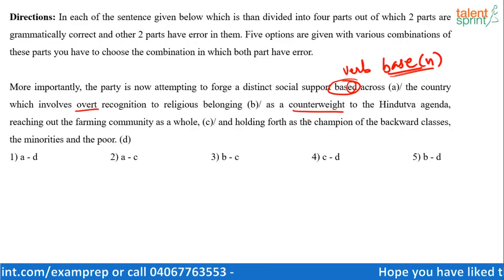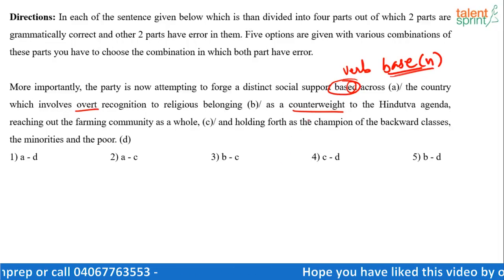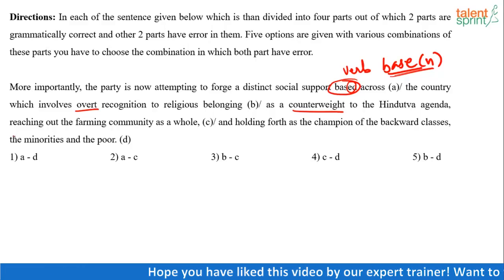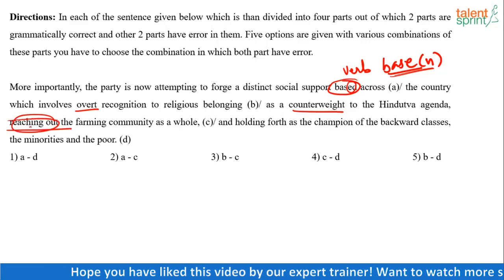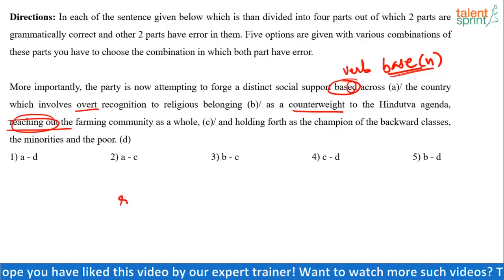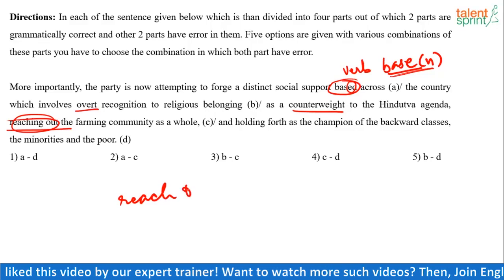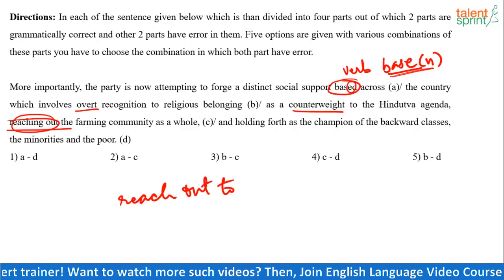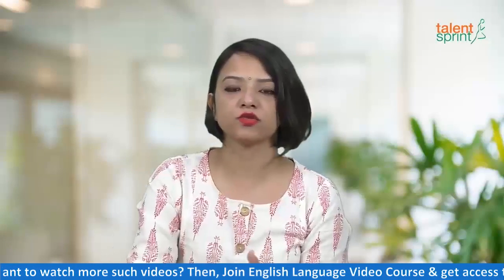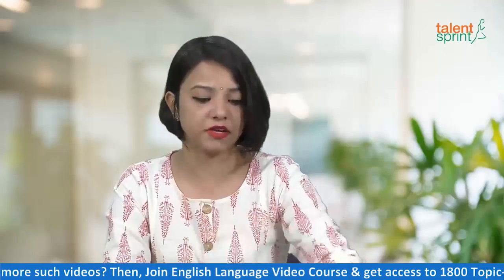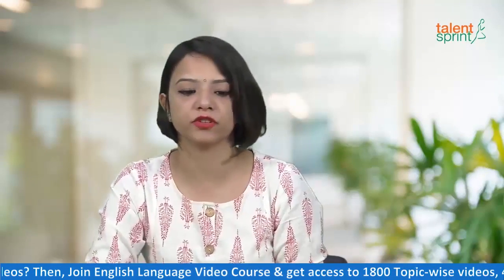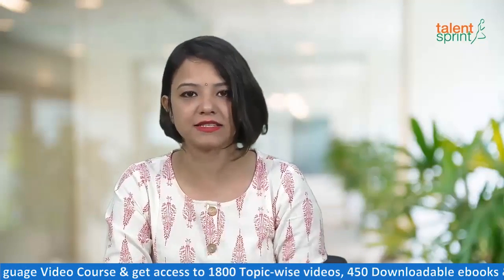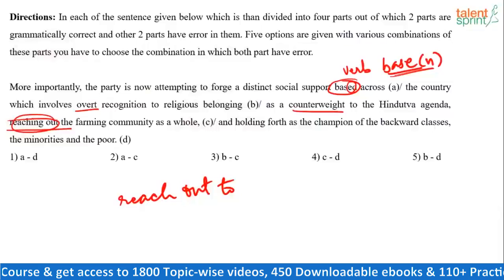The country which involves overt recognition to religious belonging as a counterweight to the Hindutva agenda, reaching out the, what is reaching out? Reaching out is a phrase. You usually reach out to people. So reaching out means connecting with people, connecting to someone or connecting to a community, or farming, like it is mentioned here, farming community. So it should be reaching out to the farming community as a whole. So the error is in A and C.